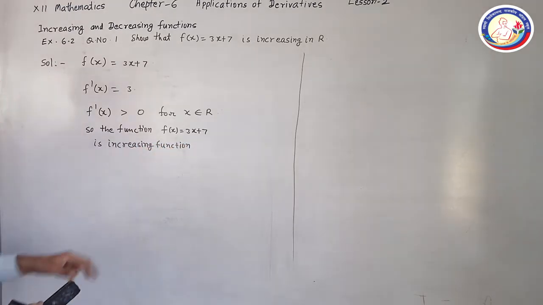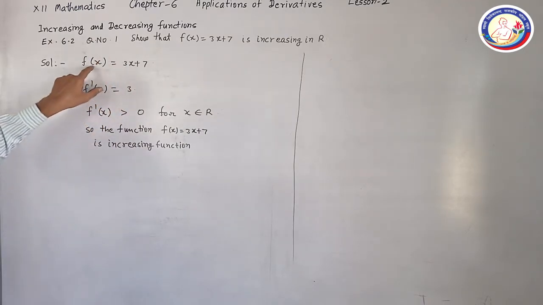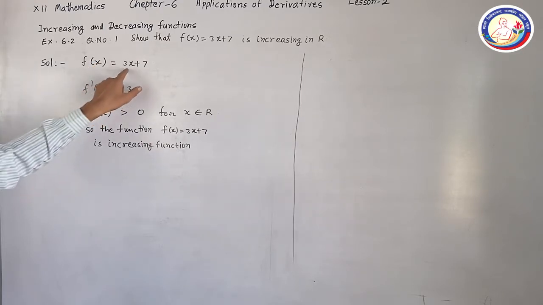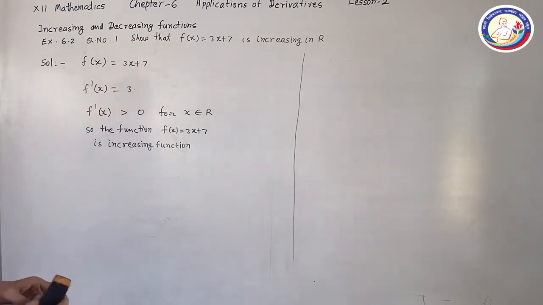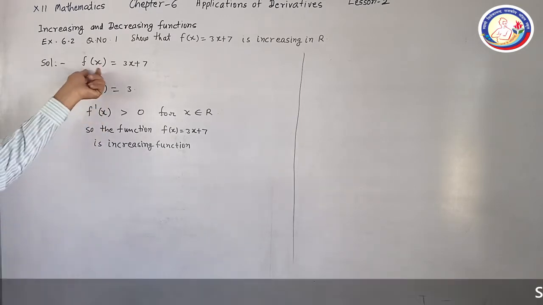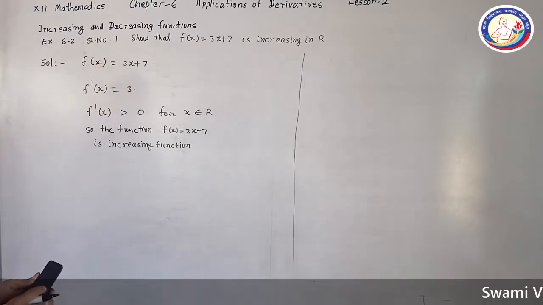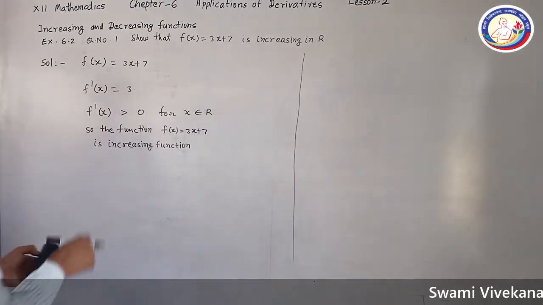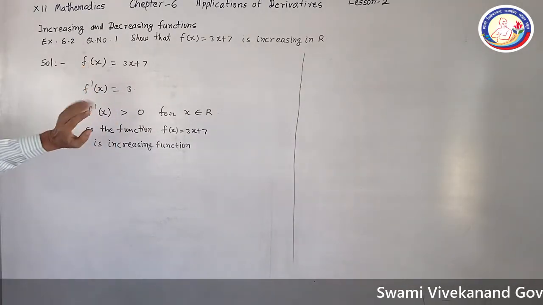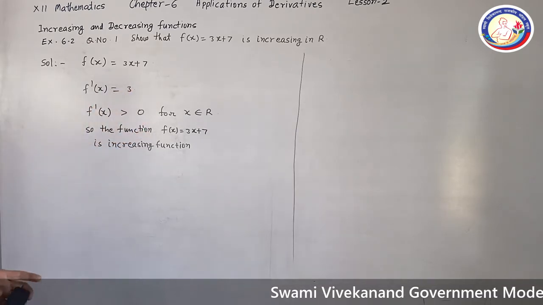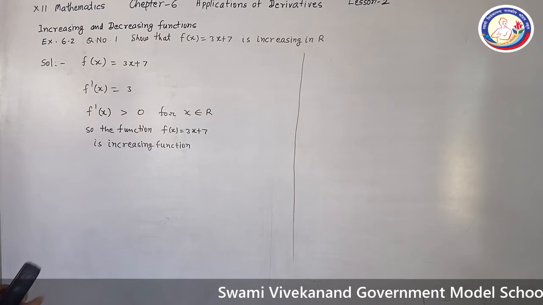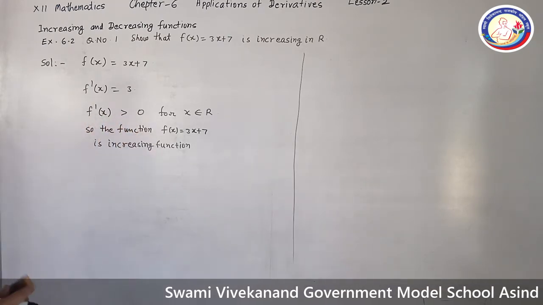So one way is to compare the two values of function f(x1) and f(x2), taking x1 less than x2. If 3x1 plus 7 is less than 3x2 plus 7 for each value, then the function is increasing by our definition. And this is the derivative method. We found derivative here, and derivative is 3, which is constant. It is always greater than 0. So this function is increasing.